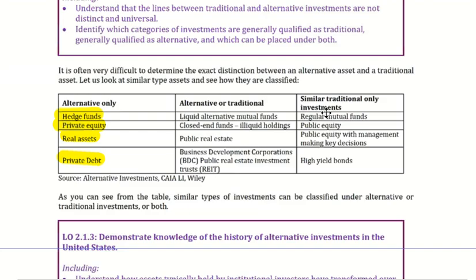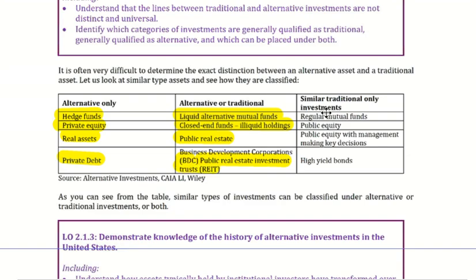When we look over here, talking about hedge funds, we talk about liquid alternative mutual funds, that would provide a bit more liquidity. On the private equity side, you generally have closed-end funds, they are illiquid. Real estate, public real estate, and on the private debt side, you've got BDCs. We'll talk a lot more about those. BDCs are what we call business development corporations, and public real estate investment trusts, which is a REIT.